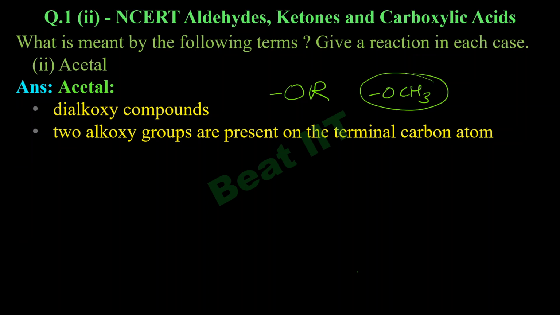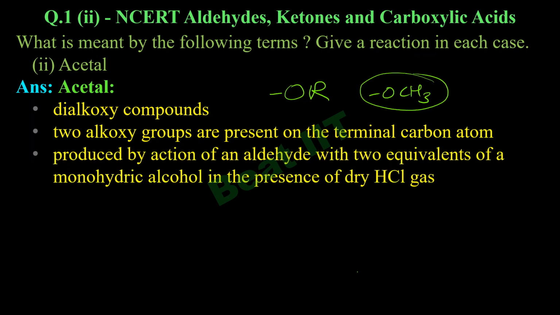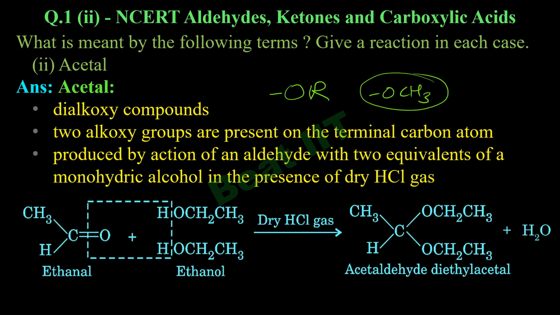Two alkoxy groups are present on the terminal carbon atom. Means whatever is the terminal carbon atom, whether on left hand side or right hand side, we will have two alkoxy groups attached to that. These are produced by action of an aldehyde with two equivalents of a monohydric alcohol in presence of dry HCl. You can understand it with the examples.